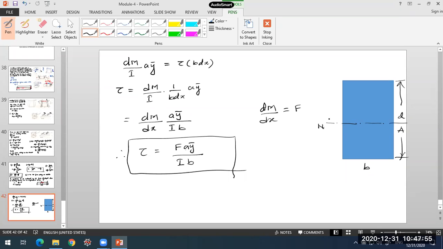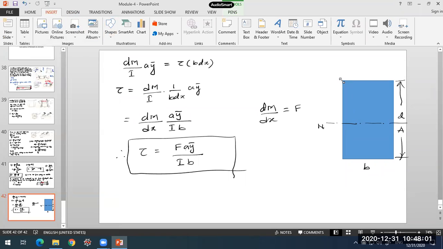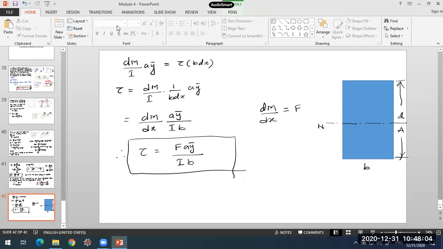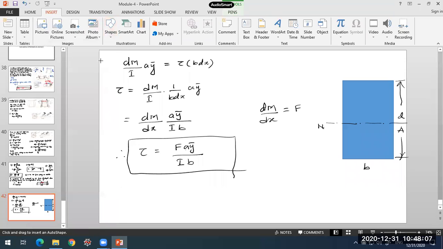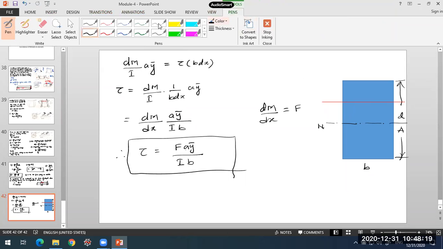Okay, so if that is the case, and what we are interested in is, let us say you want to know what is the shearing stress acting somewhere over here. Okay, let us say at this point. Now you want to know what is the shearing stress acting at this line. Say it is at a distance y from your neutral axis, and you are asking me what is the shearing stress at this point xx.